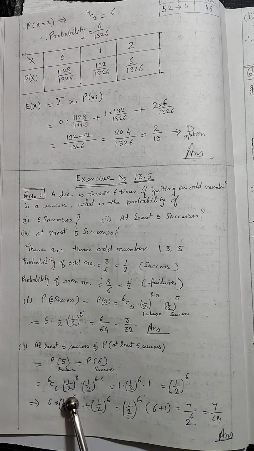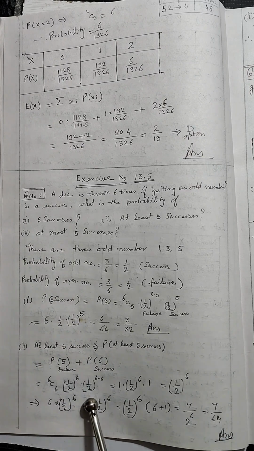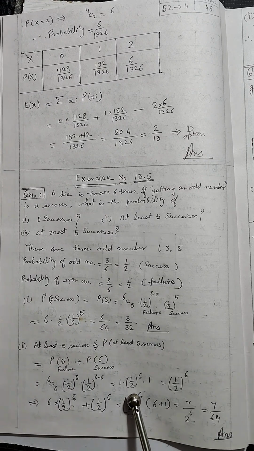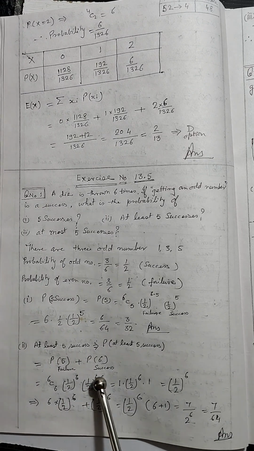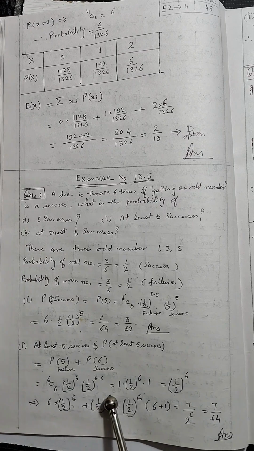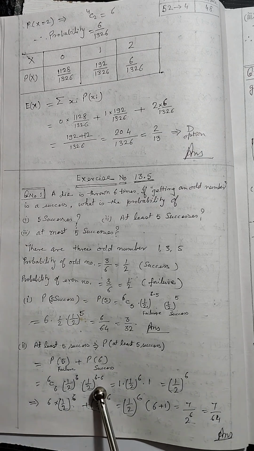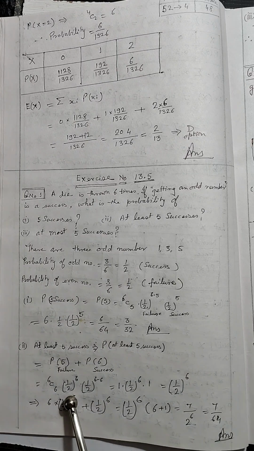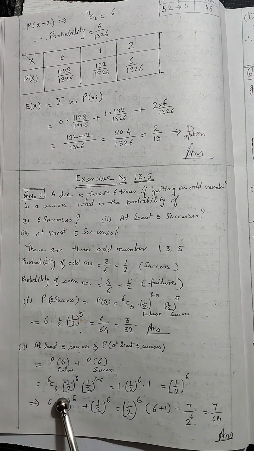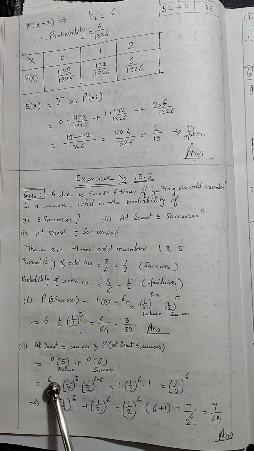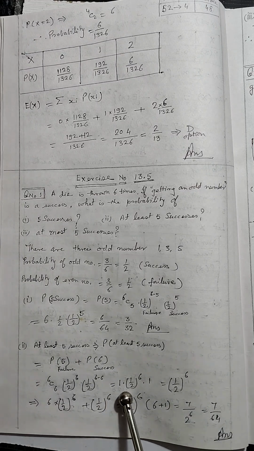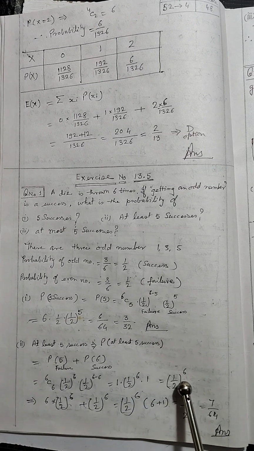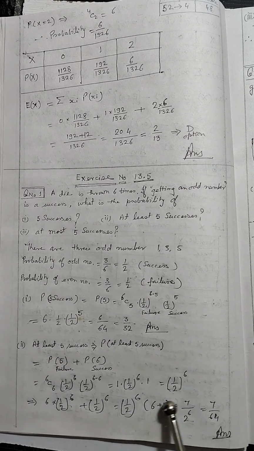6C6, that will be 1 by 2 raised to power 6, 1 by 2 raised to power 6 minus 6, that will be equal to 1 into, इसको सॉल्व करेंगे, this part will become 1, क्योंकि 6 minus 6, that is 0, so anything raised to power 0 will be equal to 1. So देखिए यहाँ पर 6C6 will be equal to 1, and 1 by 2 raised to power 6 into 1, that will be equal to 1 by 2 raised to power 6.